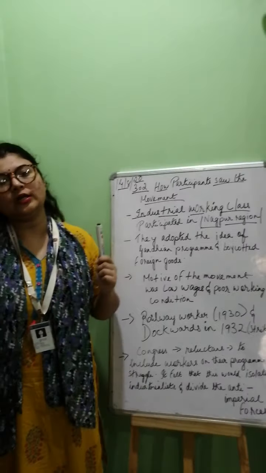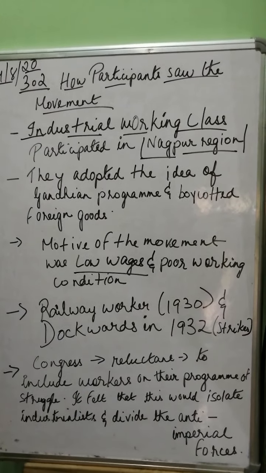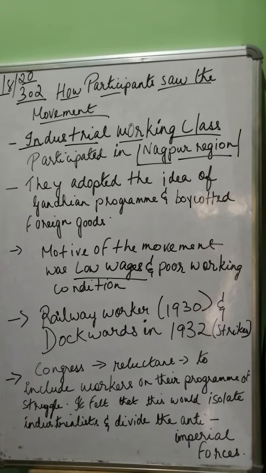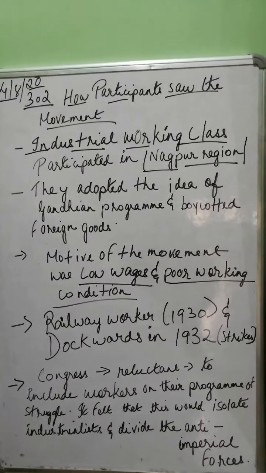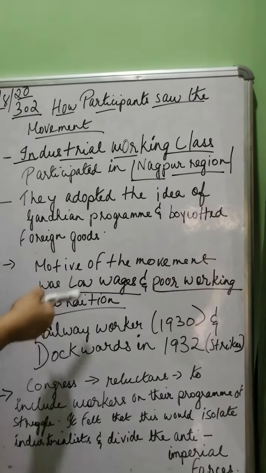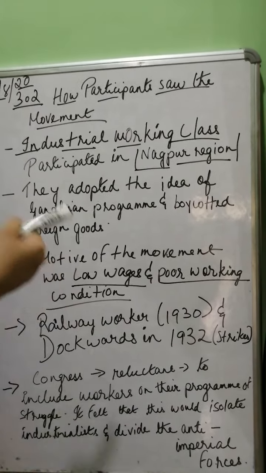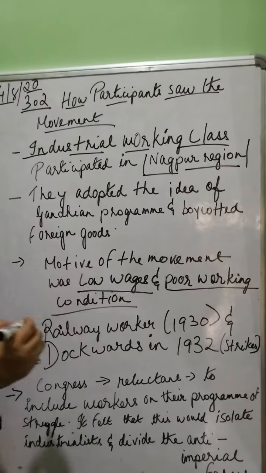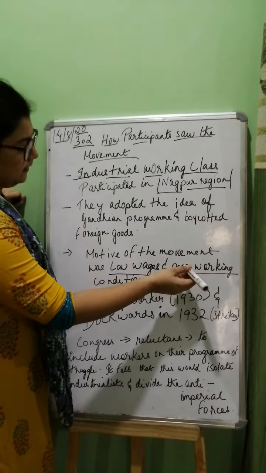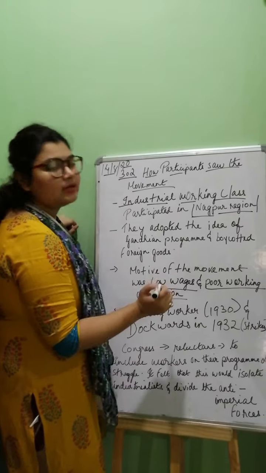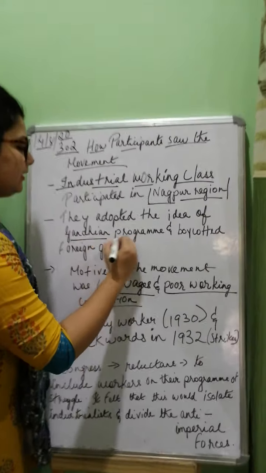Because they were not happy with the low wages which their owners were providing, and also they were not happy with their working condition. So because of their low wages and poor working condition, they participated in the civil disobedience movement because they wanted to solve this problem. Their main motive was to increase their wages and also to develop their working condition.